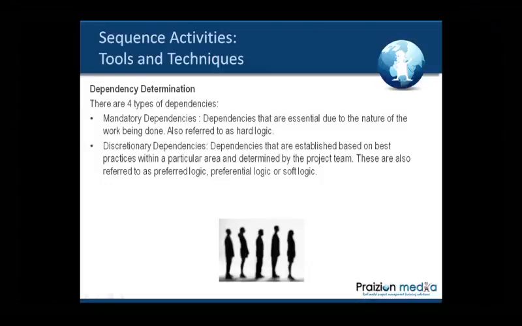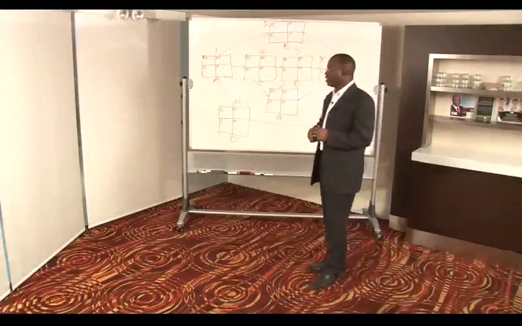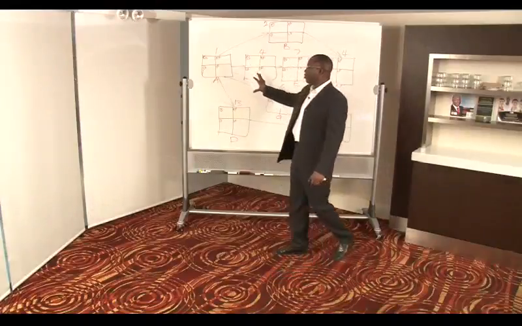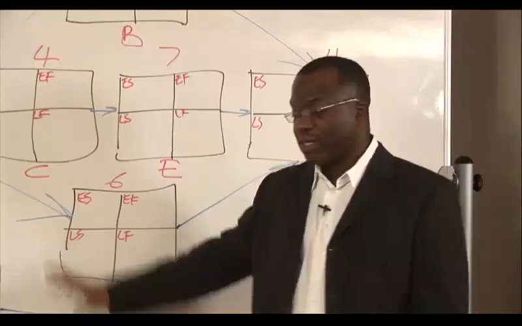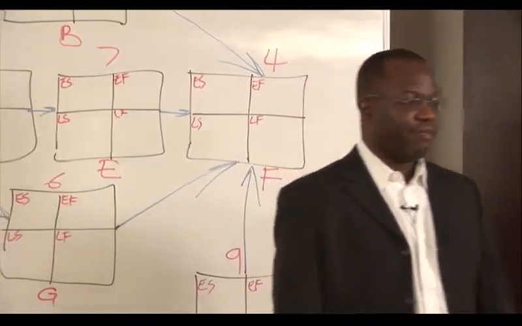We have discretionary dependencies. These are dependencies that are established based on best practices. We also have external dependencies, dependencies that are external to the project, and we also have internal dependencies, dependencies internal to the project. So all of this information we take into consideration when putting together our network diagrams and our schedules. So this is a big piece of the exam.